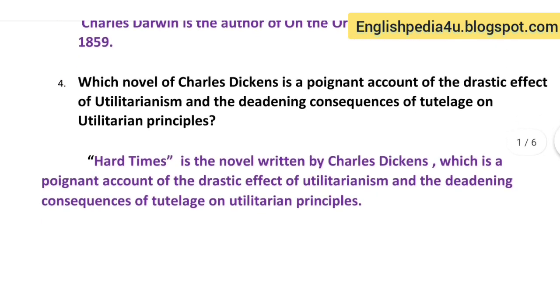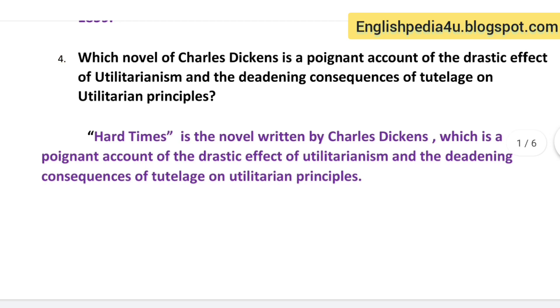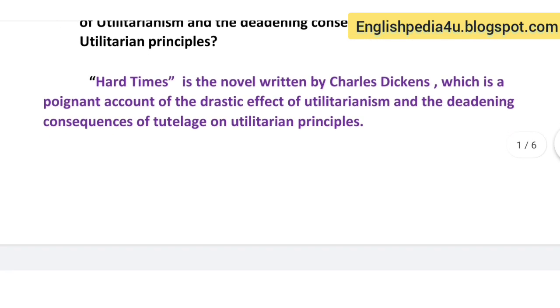Number 4. Which novel of Charles Dickens is a poignant account of the drastic effect of utilitarianism and the deadening consequences of tutelage on utilitarian principles? So the answer is Hard Times. Hard Times is the novel written by Charles Dickens, which is a poignant account of the drastic effect of utilitarianism and the deadening consequences of tutelage on utilitarian principles. Let's move on to the 5th question.